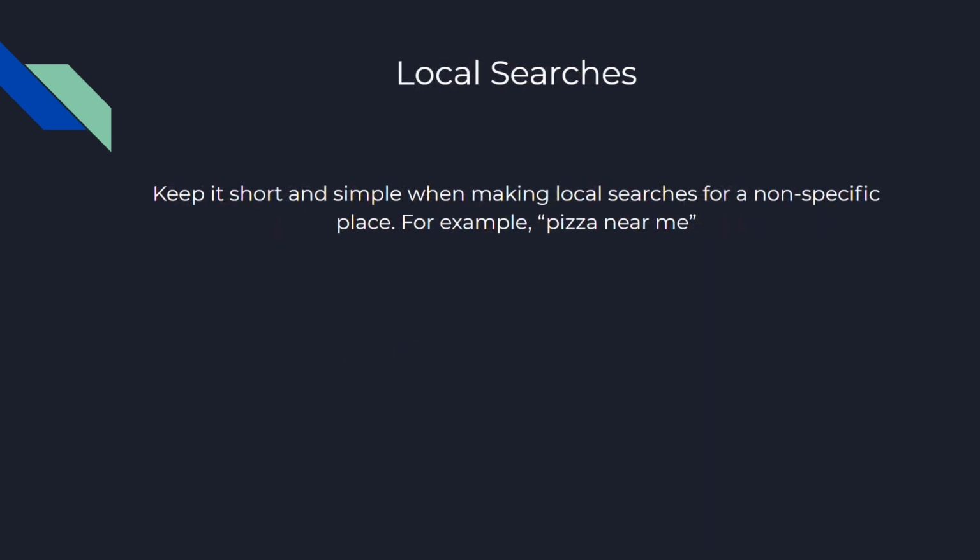When making other local searches, such as for a non-specific place to eat, keep them short and simple. Instead of typing pizza places in Kelowna, search for pizza near me instead. Google will automatically take your location and find the pizza places near you.